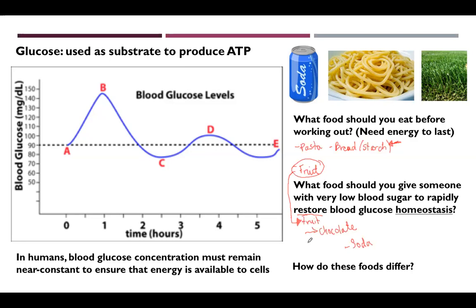So when we think about why these foods differ, it is by their size. I was going to say size, but I don't mean size of food. I mean size of carbohydrate. And just to note again, never eat grass. We can't digest it.